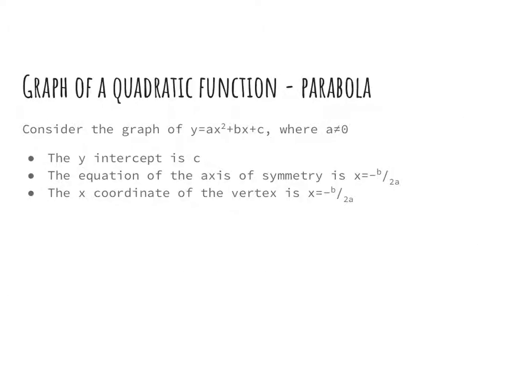So if we are given an equation, y is equal to ax squared plus bx plus c, where a is not equal to 0, and we are asked to find the y-intercept, that is at c. If we are asked to find the axis of symmetry, we take b and a, and we use this formula, negative b over 2a. Same thing if we're asked to find the x-coordinate of the vertex, it's the same thing as the axis of symmetry. So the x-coordinate of the vertex and the axis of symmetry are the exact same thing.